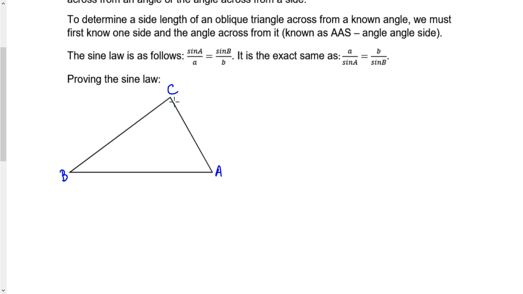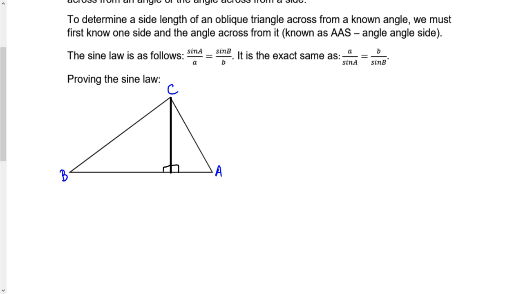If by chance this was like an 89-degree angle, yes, it's not a right angle, what we can do, no matter what, is draw a line straight down, and you would be able to create two right triangles.